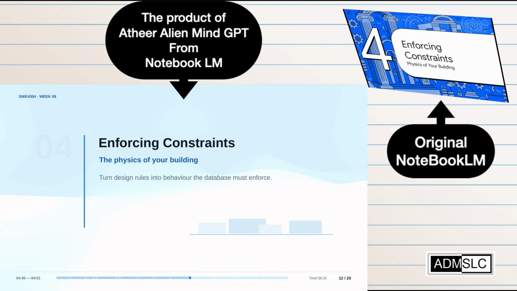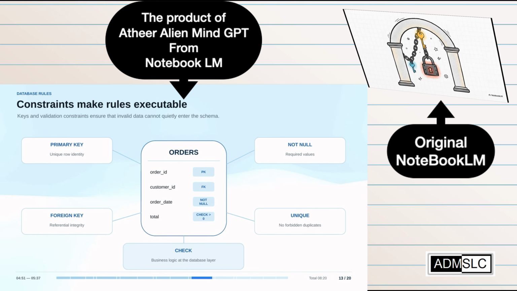Let's look at Section 4, enforcing rules with constraints, the physics of your building. Now we reach a major shift. We've defined what the data is, but now we must strictly define how the data must behave. And these constraints, they are mandatory. Think of them as the physics of your building. Gravity doesn't take a day off, and neither should your data rules.